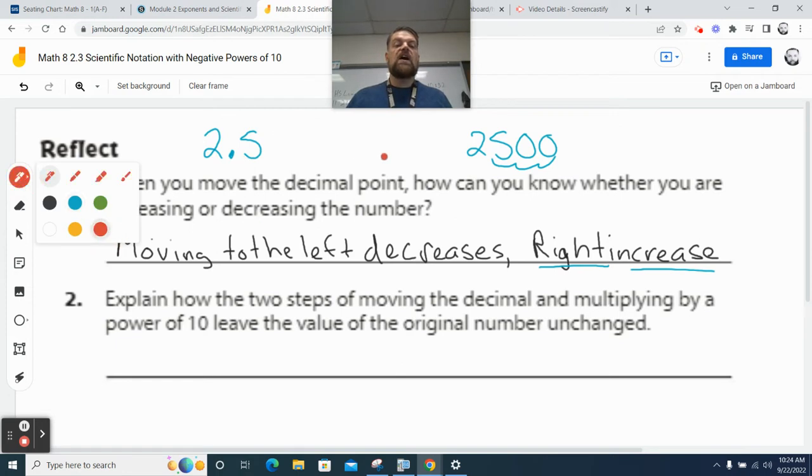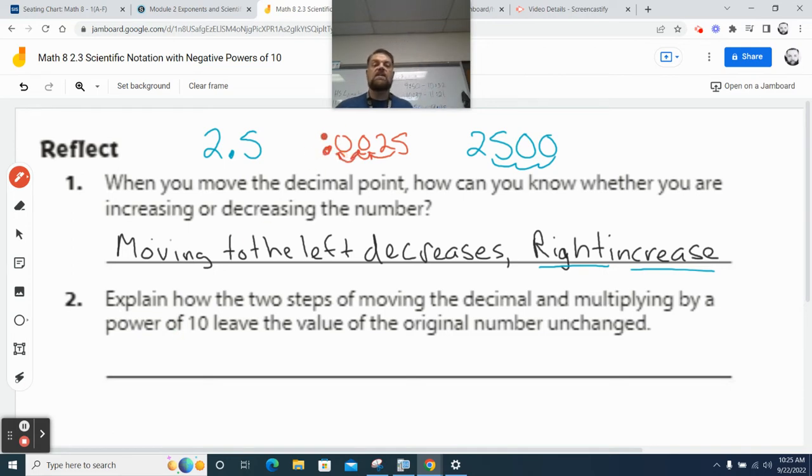But if I go 0.0025, that means I started here and I moved to the left and it's a decimal. So it decreases. Does that make sense? That's what they're trying to say. This is decreasing and this is increasing. Now, what you are saying is this would be a positive power of 10. I'm just going to put POS for that. And then this would be a negative power of 10, right? So I think that's what you were trying to say.